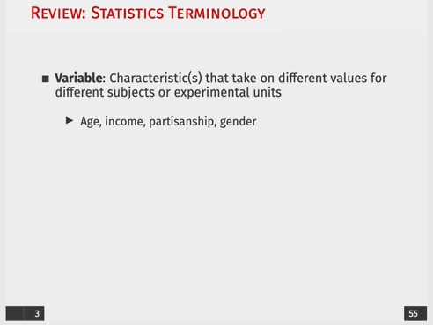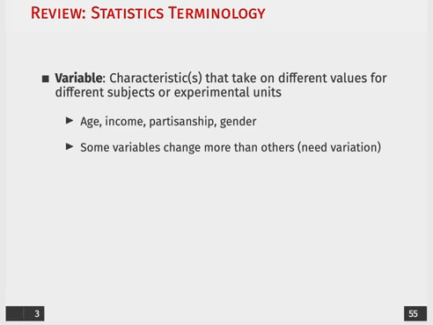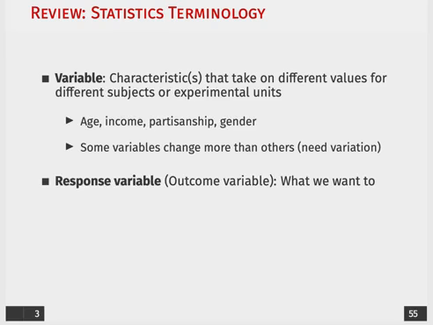The same thing goes with income, partisanship. Again, we can do that along a latent dimension, which can be continuous, or we can do it by groups like Democrat, Republican, Independent. Gender, we can also do it in a more traditional way of binary. We can also have more fine-grained, discrete categories for self-identification. There's many different ways that we construct a variable, and some variables are going to change more than others, but the important thing here is that we need variation.